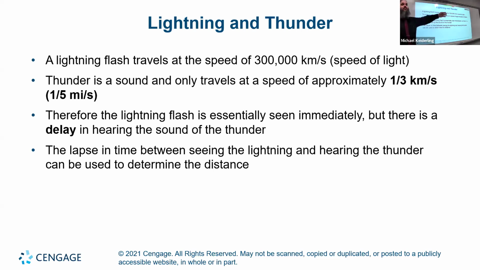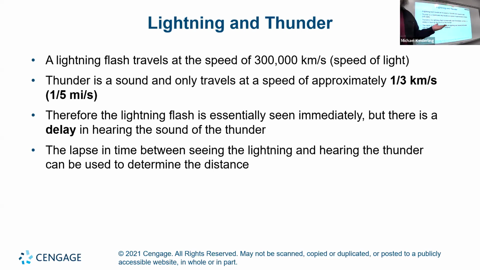300,000 kilometers per second to a third of a kilometer per second. It's about a factor of a million. So because the light is a million times faster, you don't really need to worry about how fast it's going. Thunder is sound. It only travels at about a third of a kilometer per second or a fifth of a mile per second. And therefore, the lightning flash is essentially seen instantly, but there's a delay hearing the sound of the thunder. I'm certain you've experienced this.